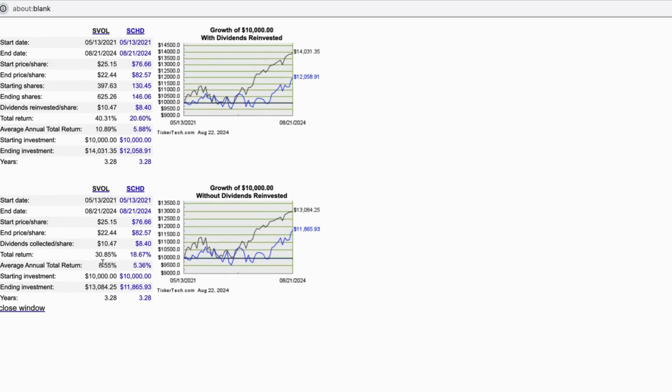Average annual total return with no dividends reinvested: SCHD, 5.36%; SVOL, 8.55%. Ending investment after 3.28 years with no dividends reinvested: SCHD, $11,865; SVOL, $13,108.